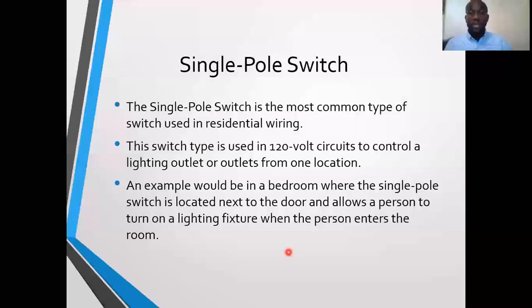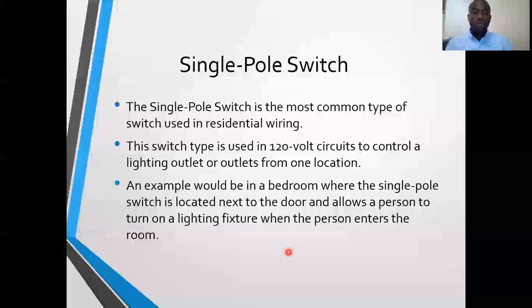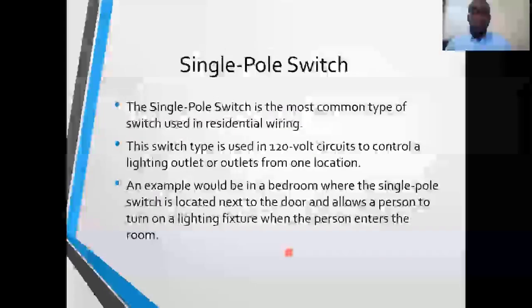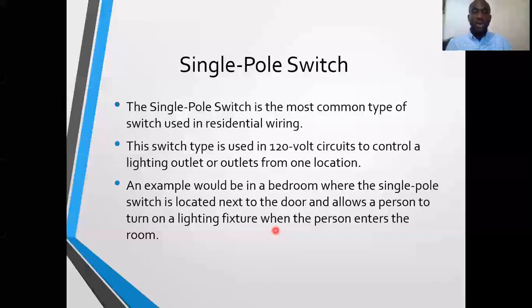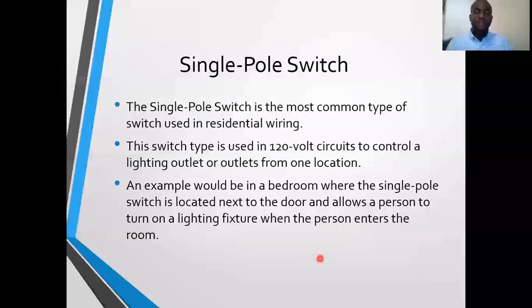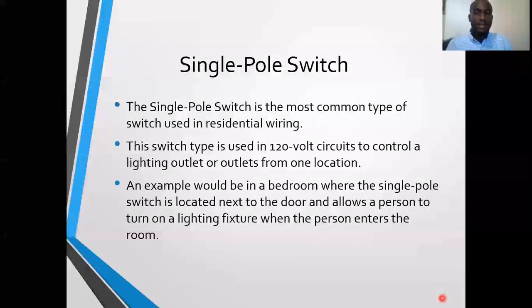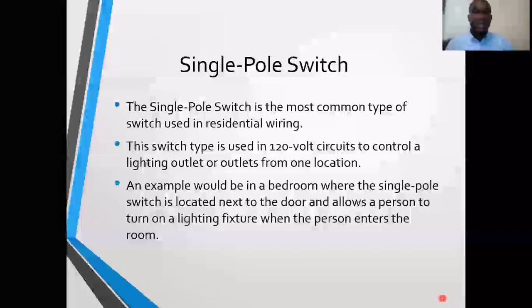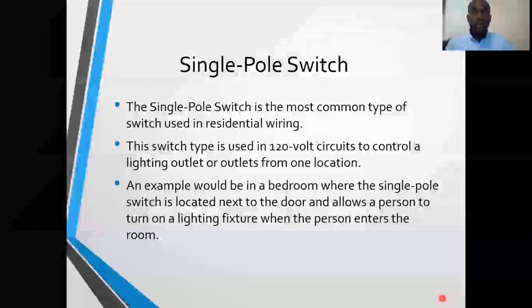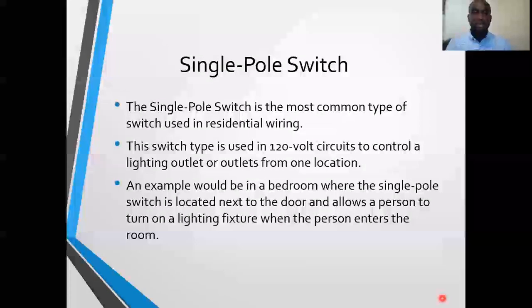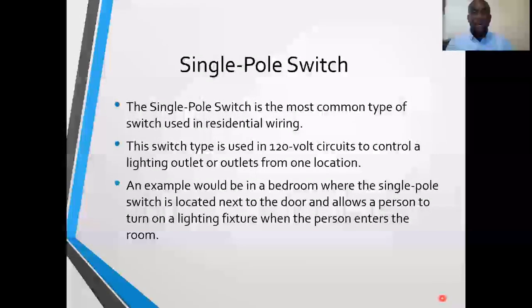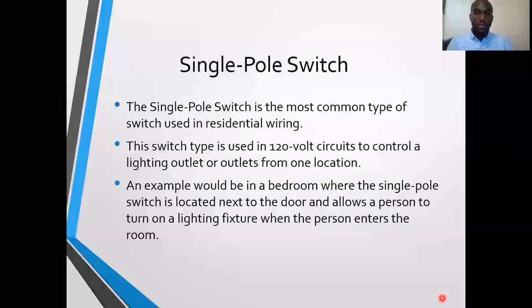An example would be in a bedroom where the single pole switch is located next to the door and allows a person to turn a lighting fixture on when the person enters the room. Now, it's very important for you to understand that a lighting fixture must not be placed behind a door. If it's placed behind a door, when someone enters a room, they will have an issue trying to locate it. So it's placed right at the door and the person can easily access the lighting fixture through the switch.